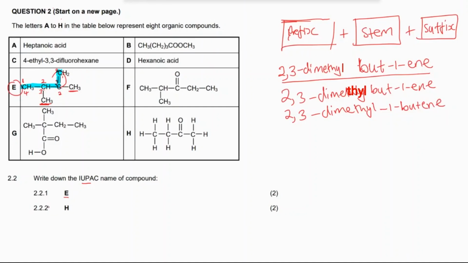Okay, right, compound H. What type of compound is this? Let's number the carbons. We have 1, 2, 3, 4. We're numbering the ones with what? With the functional group. Then number it backwards. 1, 2, 3, 4. Our stem again is going to be but. But now, what is the functional group here? This is a ketone.